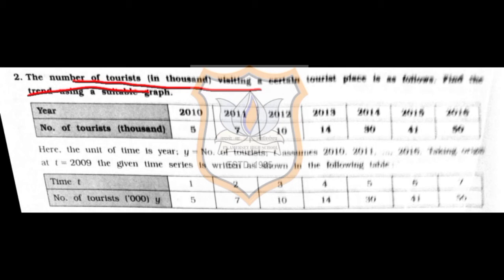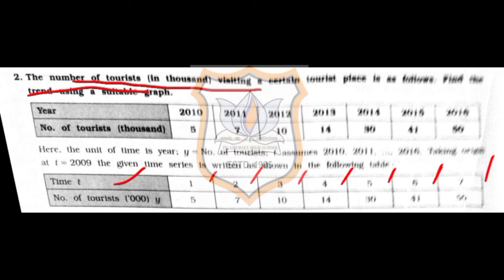Again the first step will be to draw the table, and we will allot the time. For 2010 it will be 1, 2011 2, 2012 3, 2013 4, 2014 5, 2015 6 and 2016 7. Now the number of tourists in 1000 is given as 5, 7, 10, 14, 30, 41 and 50. These are the values.